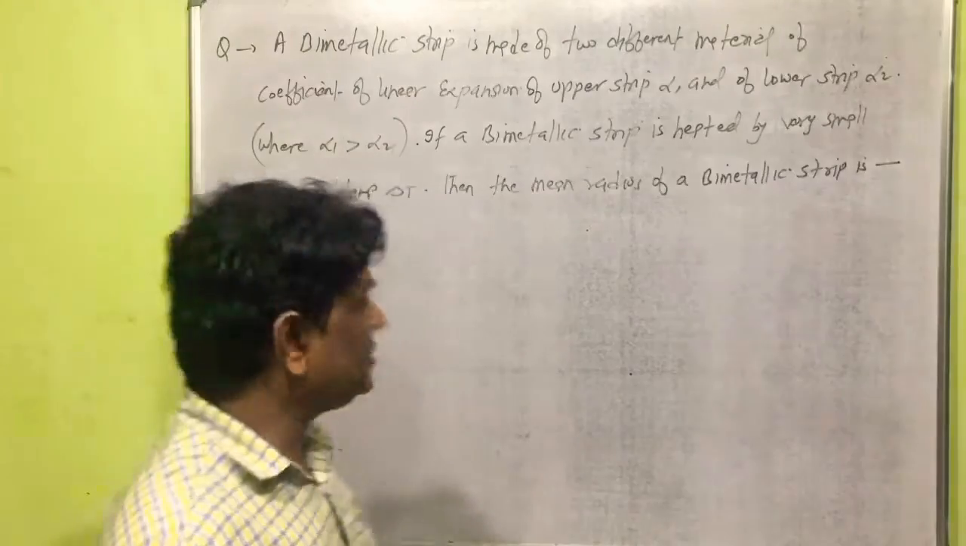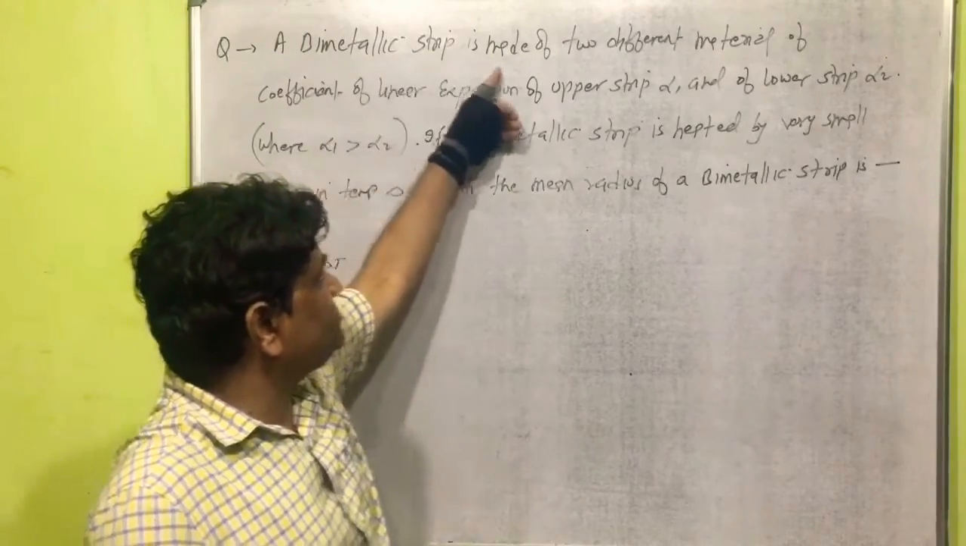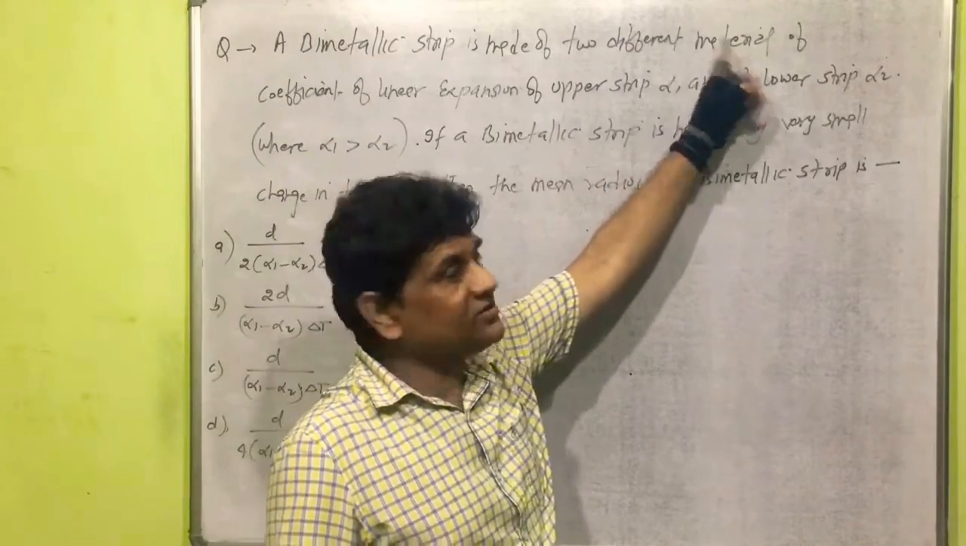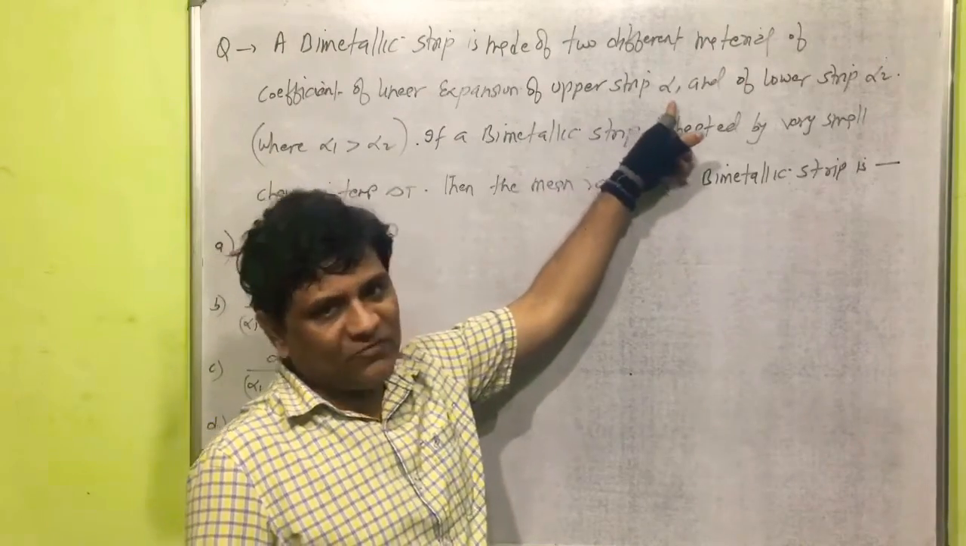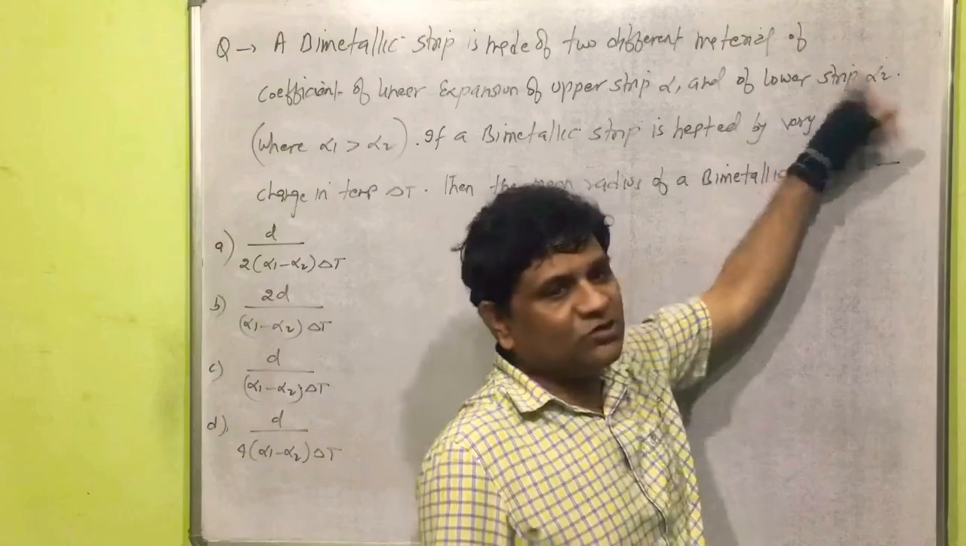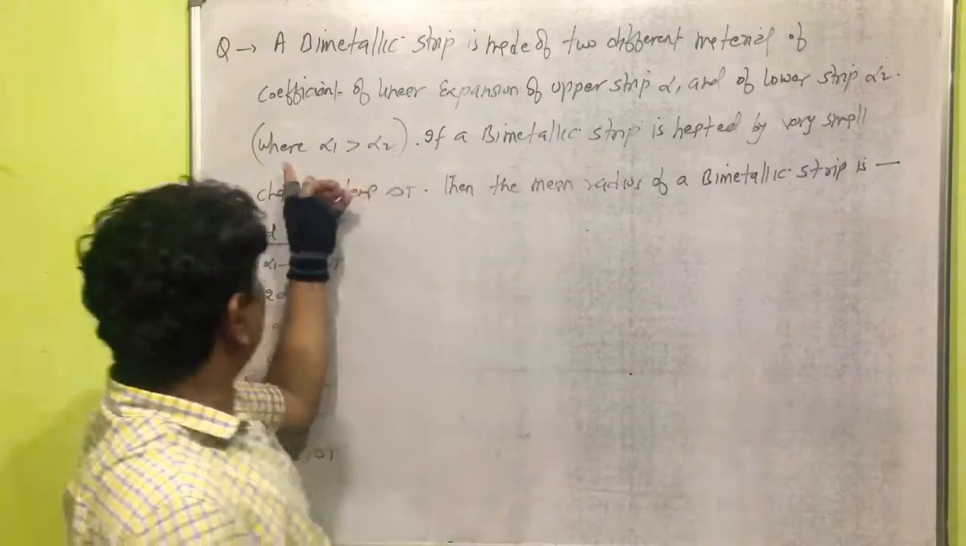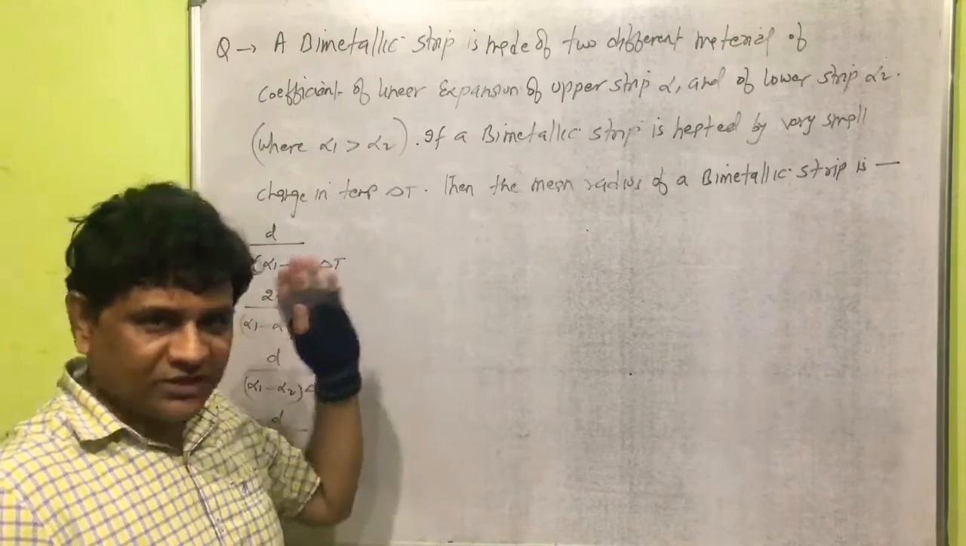Okay, one more question. A bimetallic strip is made of two different materials, with coefficient of linear expansion of the upper strip alpha 1 and of the lower strip alpha 2, where alpha 1 is greater than alpha 2. It is given.